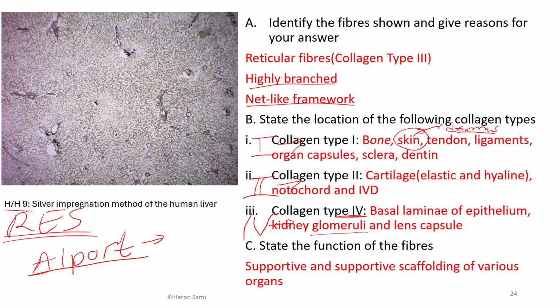That's the function of the reticular fibers. They are supportive and form the scaffolding of various reticuloendothelial organs. It's a supportive meshwork. Very good.